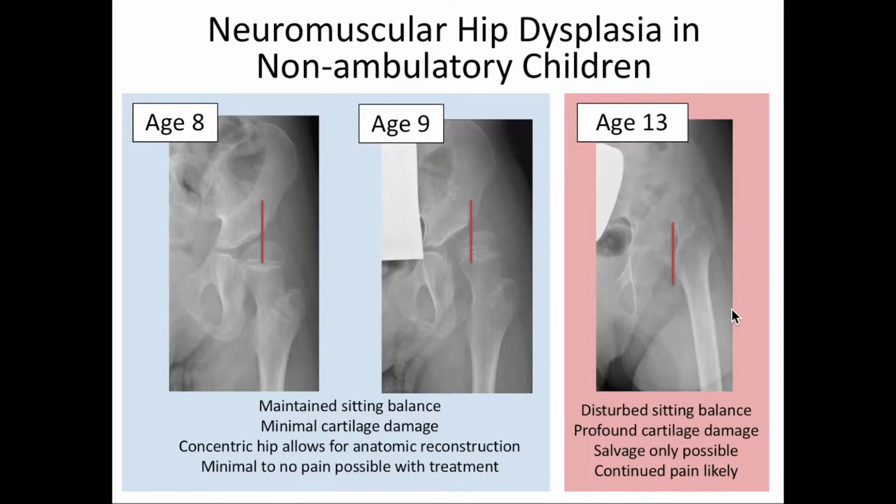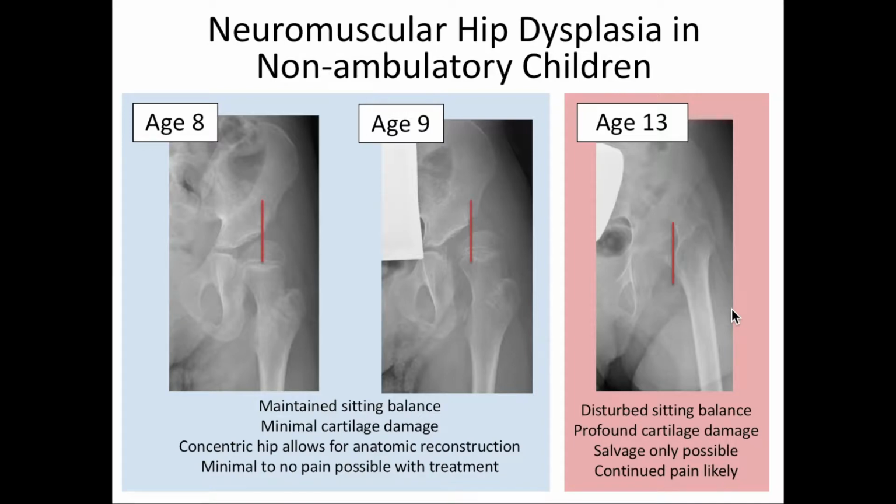In non-ambulatory children with cerebral palsy, the situation is a little bit different. Here, look at this child at age 8. About half of the femoral head is outside of the socket. By age 9, about 75%. And by age 13, the hip is completely dislocated.